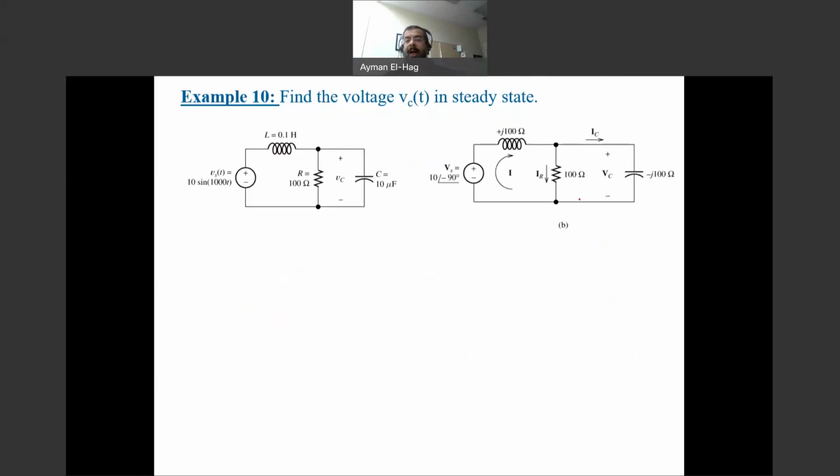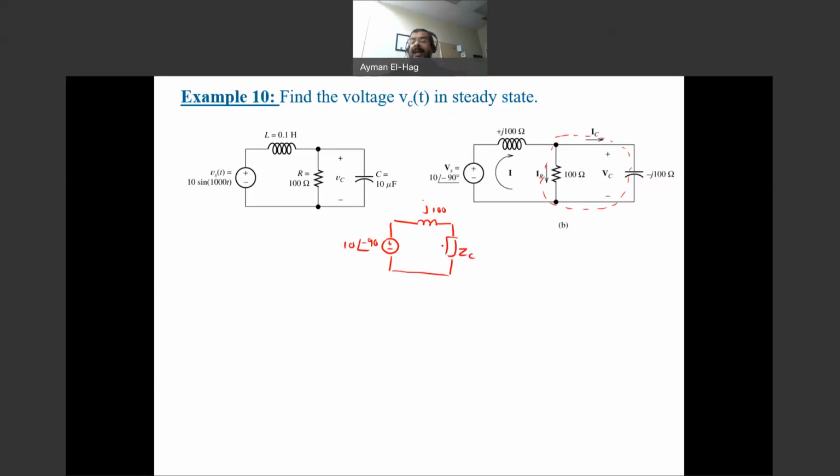This is my circuit. Now I want to find VC. We will solve this question using two different approaches. The first approach, the one in the notes, is we will find the equivalent of this parallel combination, and then we will have two impedances in series, so we will apply voltage division. This circuit becomes 10 angle of minus 90, j100, and this is what I will call ZC.